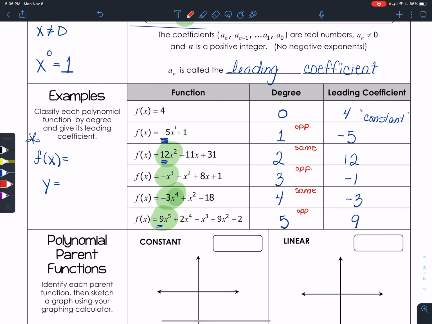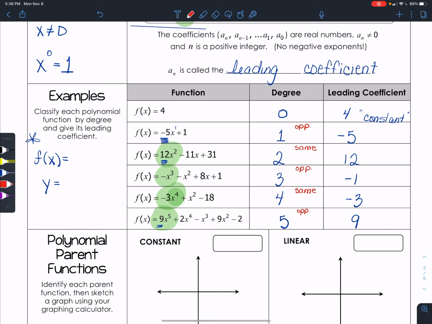Looking at these values here, we can see what's going to happen on the other end. So they're going to be opposite directions on the left side. This one's going to be the same direction on the left side. This one here will be the opposite direction on the left side. This one will be the same direction on the left side of the graph. And this one will be the opposite direction on the left side of the graph.